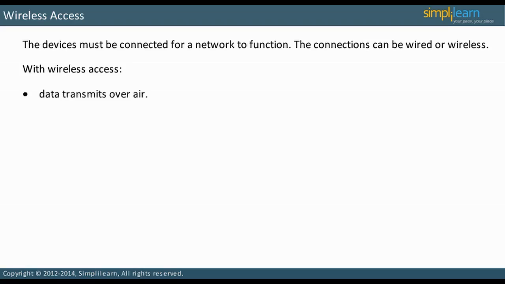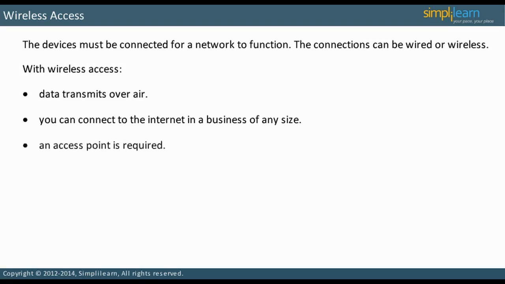A wireless network may be used to connect to the Internet in a business of any size. Typical PC wireless access requires an access point. This is where the signal becomes a part of the wired network. Access point software or hardware may be included in a router or an all-purpose device.